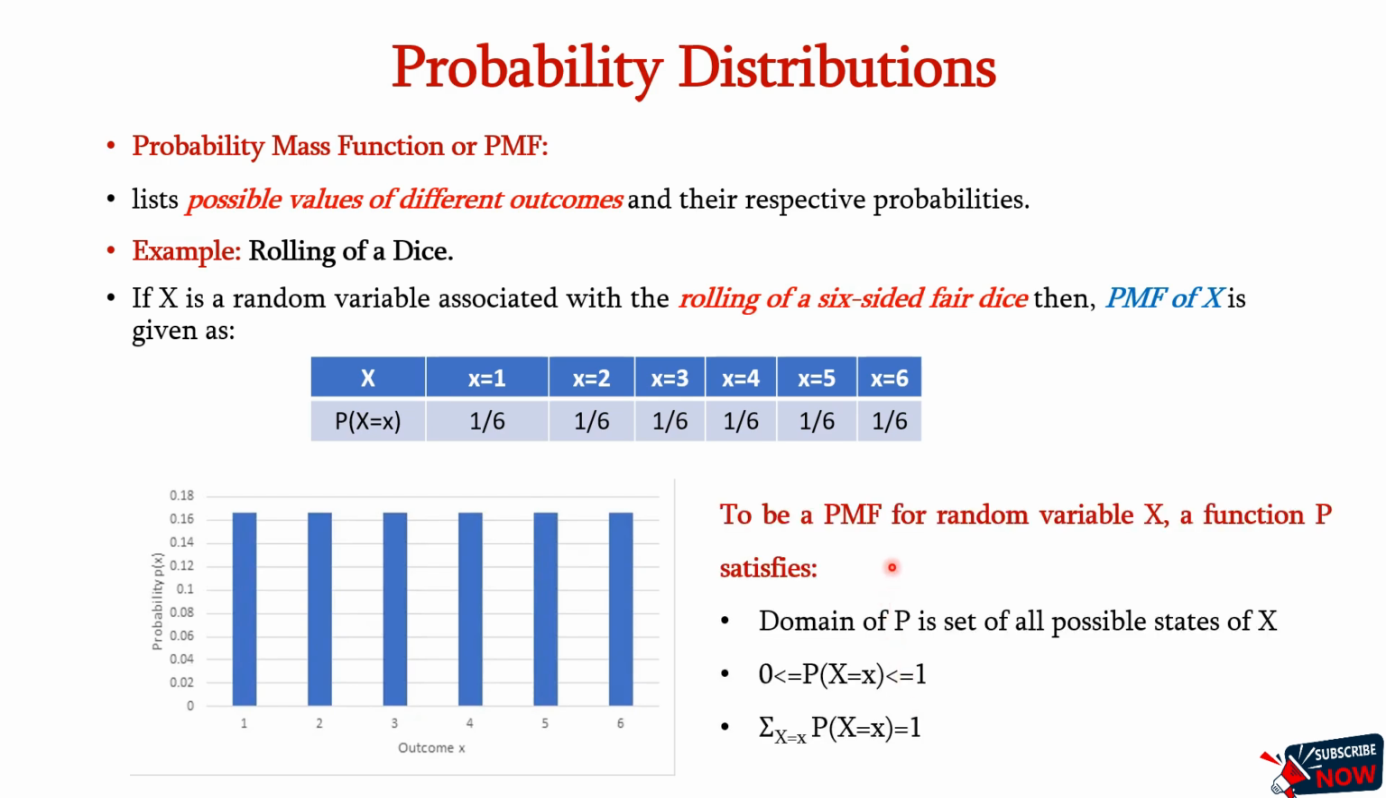To be a PMF of a random variable X, a function P satisfies the following conditions. The domain of P is the set of all possible states of X, and if we sum up all these probabilities, we get the value 1. That is mentioned in the third condition, and the value will be between 0 and 1. Because the maximum value is 1 only, it should take only values between 0 and 1. So this is the probability mass function.